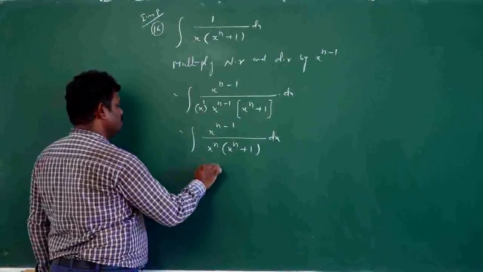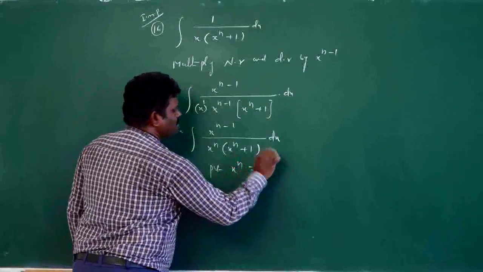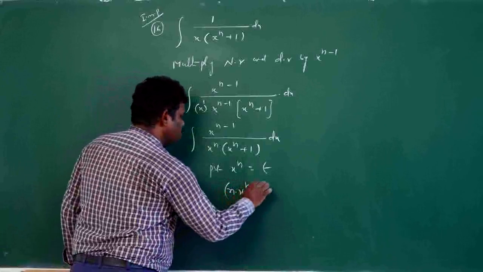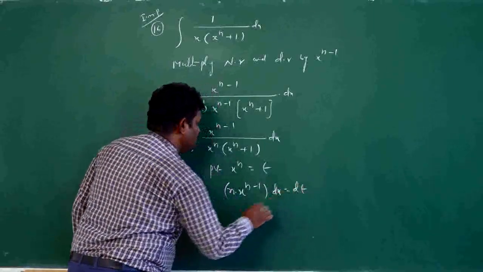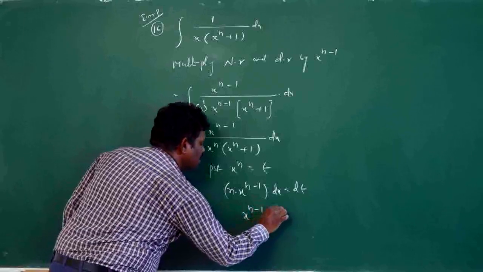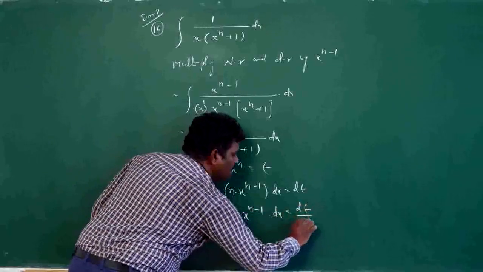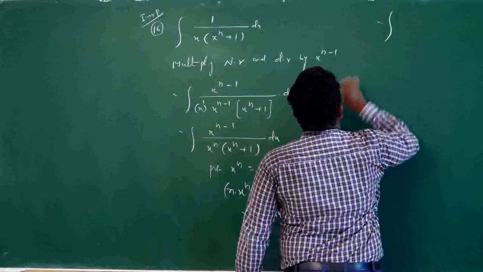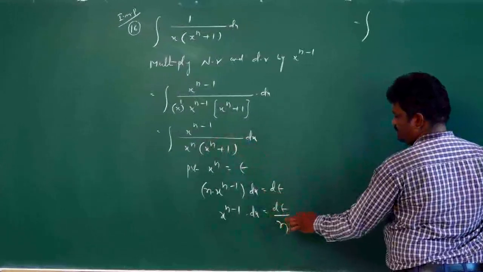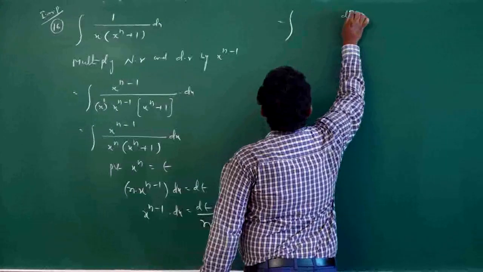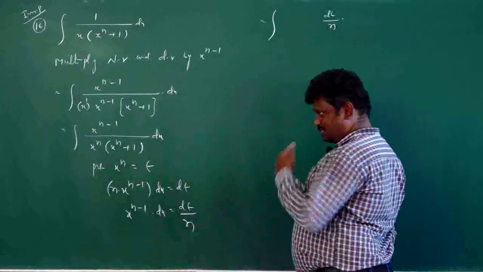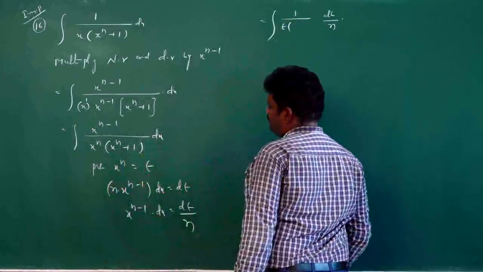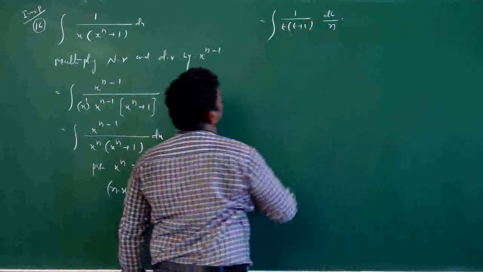Now if we take the substitution, put x power n is equal to t, then the derivative is what? n into x power n minus 1 into dx is equal to dt. So x power n minus 1 into dx is equal to dt by n. Now these values are substituted in the above integral: x power n minus 1 into dx is equal to dt by n. Next one, see, 1 by t into t plus 1.